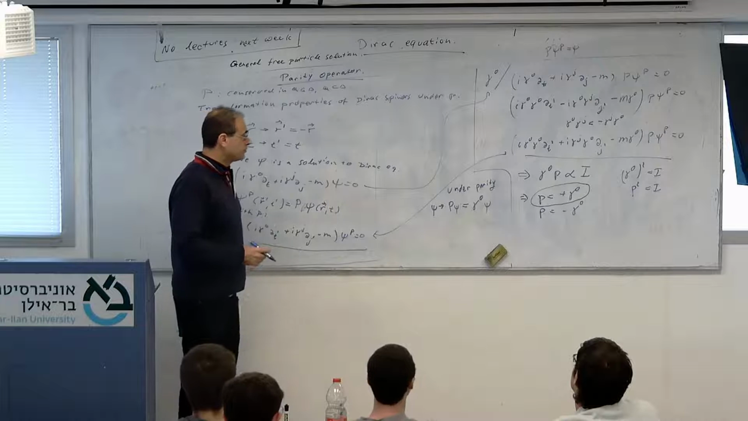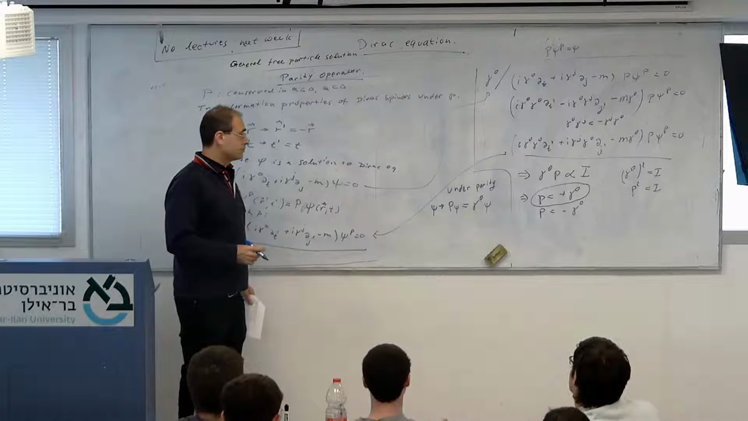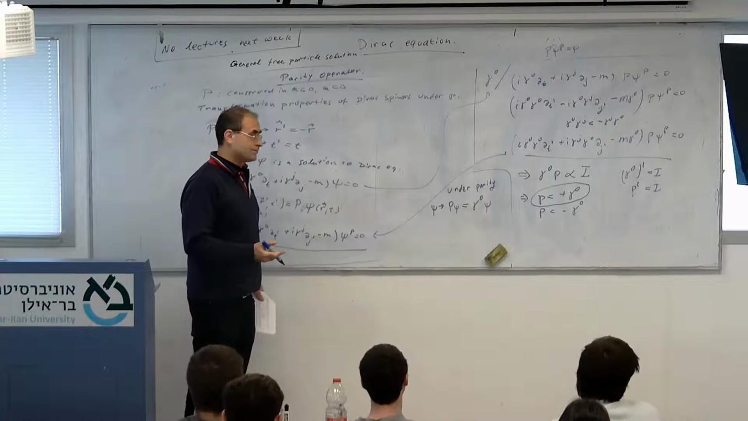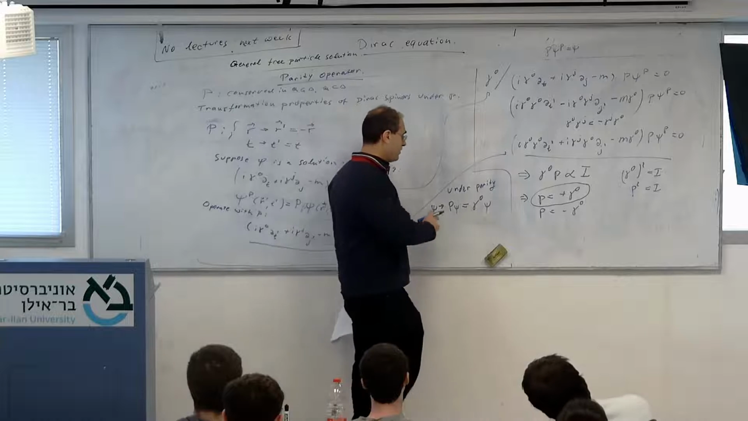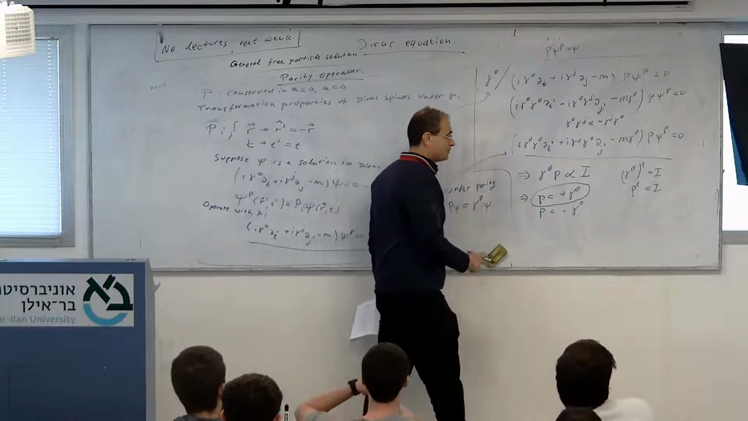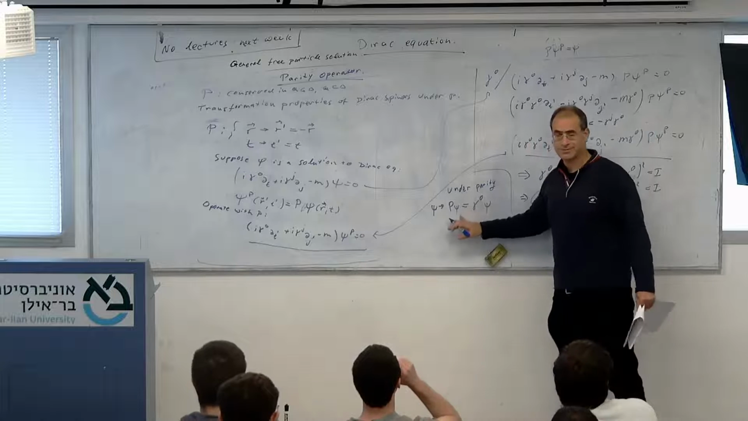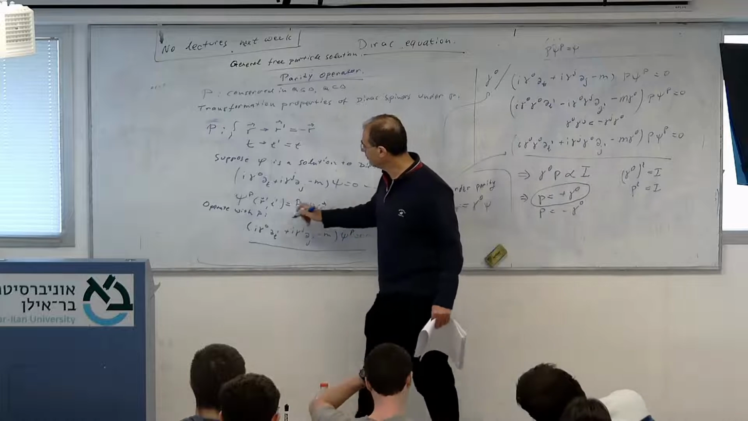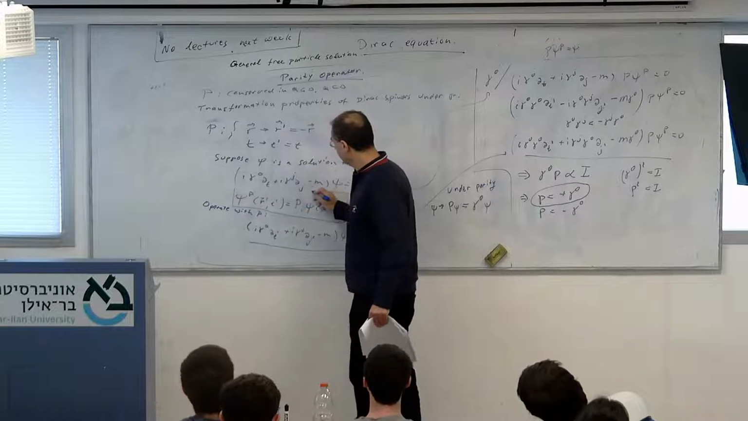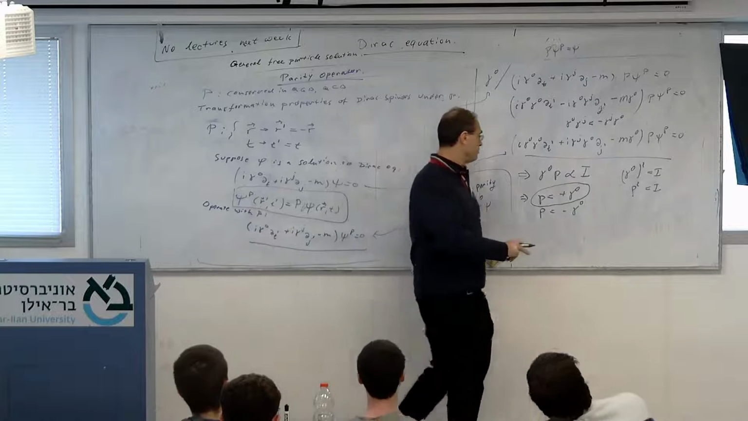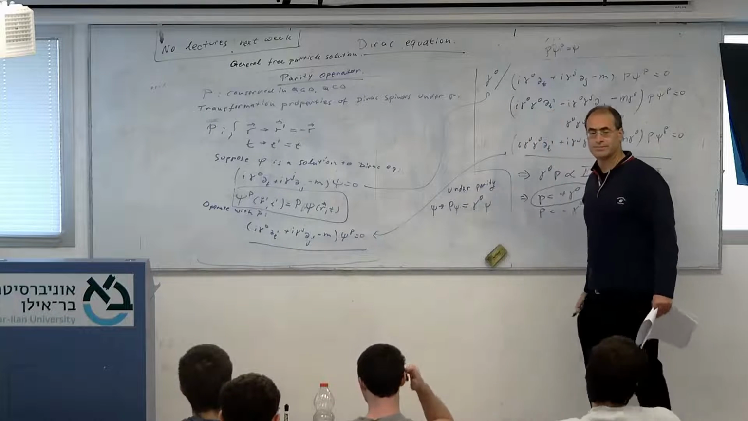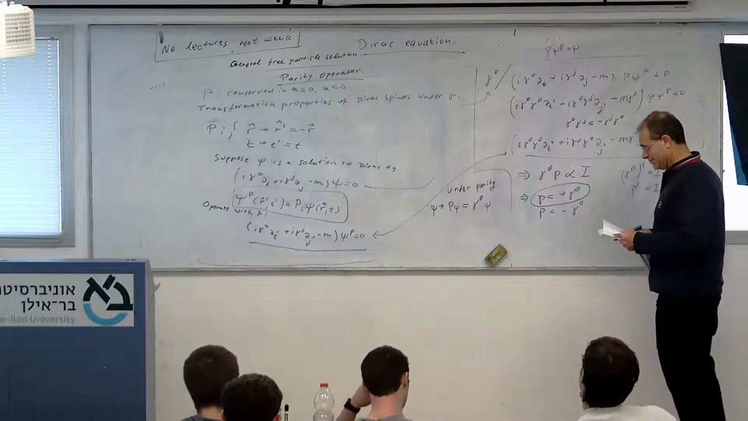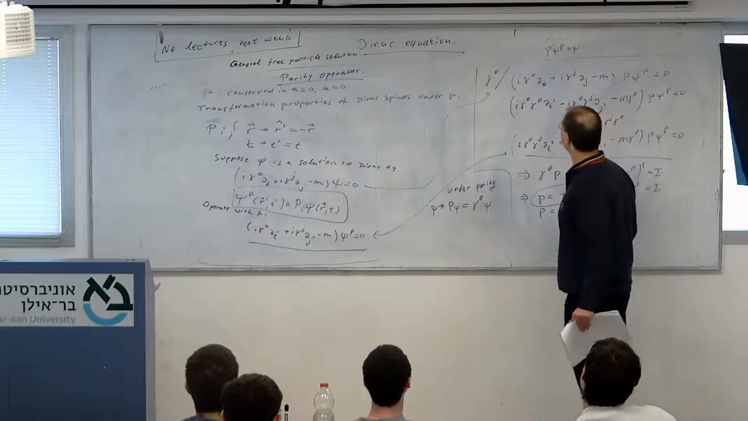Wait, but gamma 0 is an operator. It's a matrix. Again, P is the parity operator, right? And it operates on psi and gives us something else, psi p. Psi p is defined here, and psi p is also equal to gamma 0 psi. It's not that difficult, right?